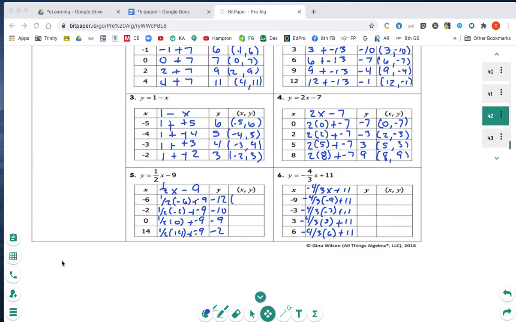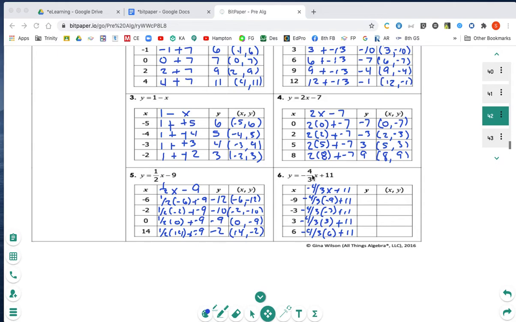I'm going to write our ordered pairs. When x is negative 6, y is negative 12. When x is negative 2, y is negative 10. When x is 0, y is negative 9. And when x is 14, y is negative 2.